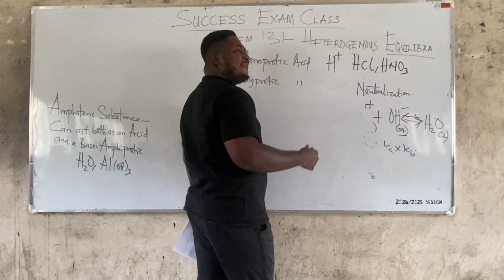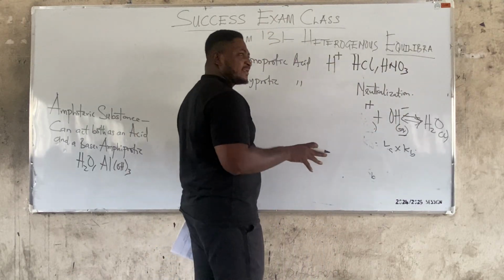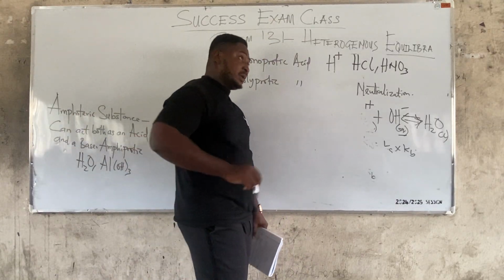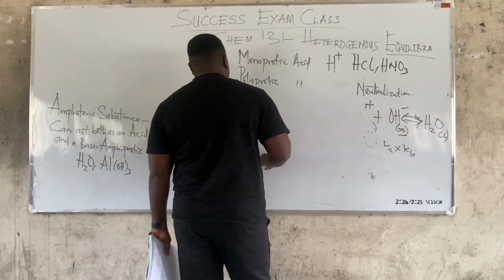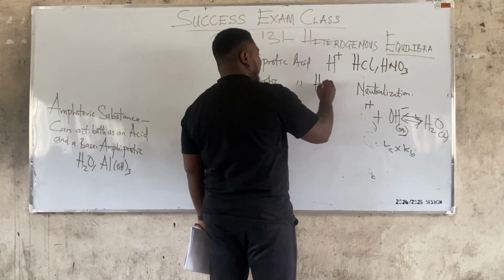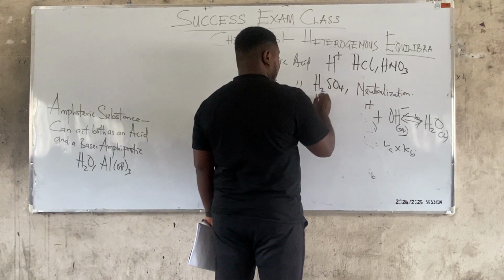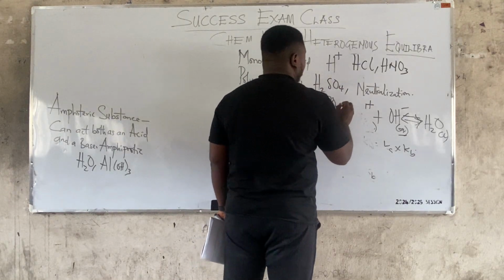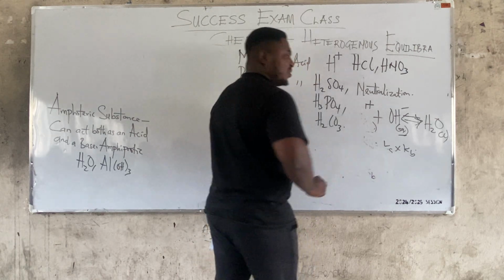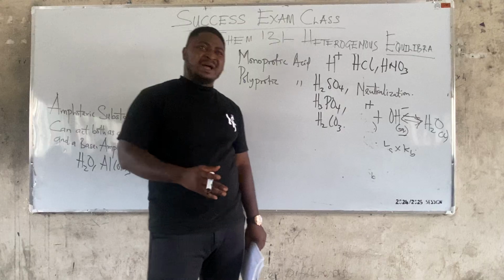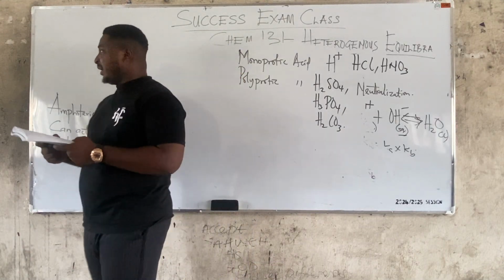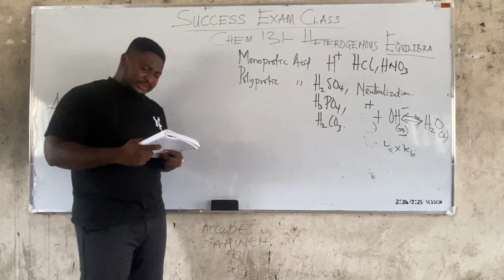But a polyprotic acid can have more than one ionizable hydrogen ion. Class, write down: polyprotic acids have more than one ionizable hydrogen ion. Examples are H2SO4, H3PO4, H2CO3. When an acid can release more than one hydrogen ion when dissolved in an aqueous medium, that acid is said to be polyprotic.